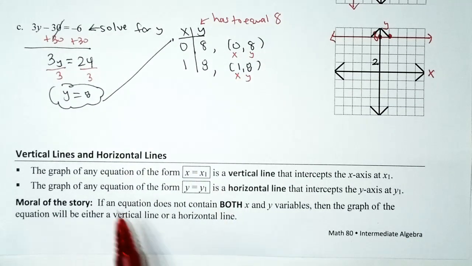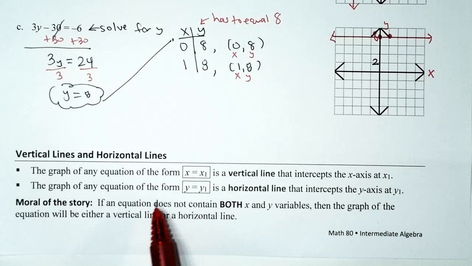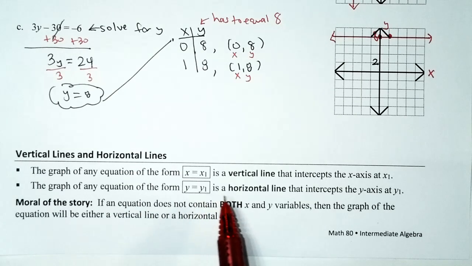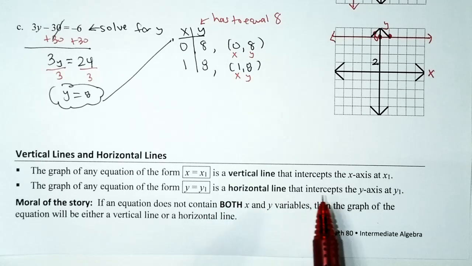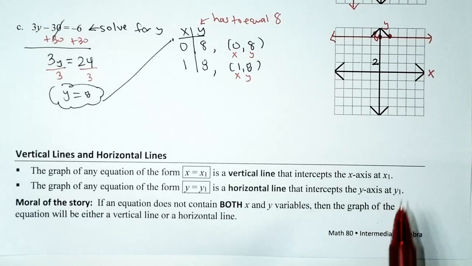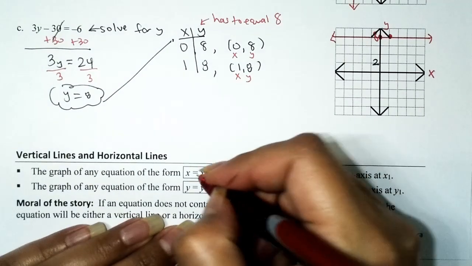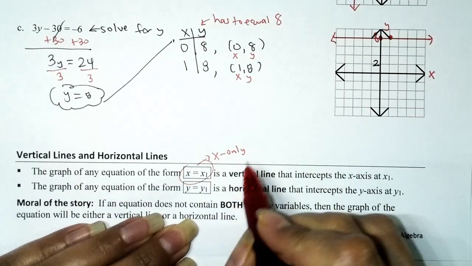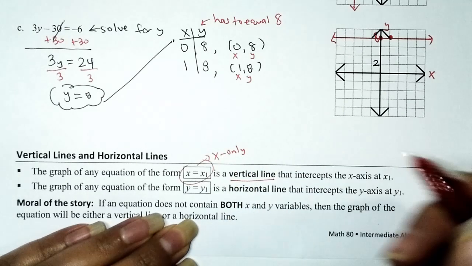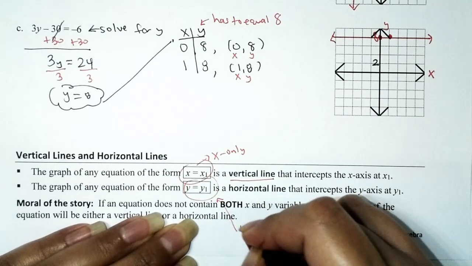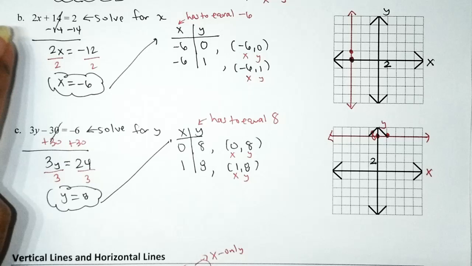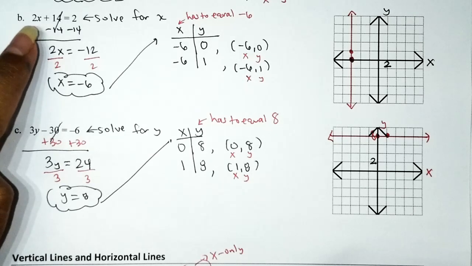So this is what we have right here. The graph of any equation of the form x equals x1 is a vertical line that intercepts the x-axis at x1. So let me go ahead and write what I just said. X only, vertical line. Y only, horizontal line.